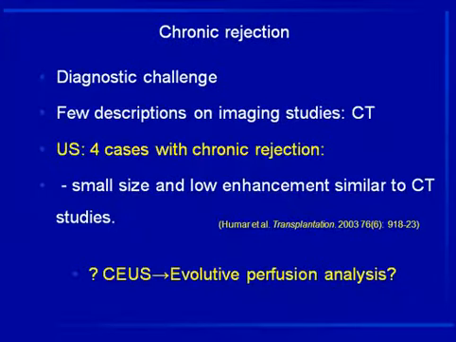Chronic rejection is a diagnostic challenge. There are few descriptions on imaging studies, and in our cases, we have found a small size and low enhancement similar to computed tomography study, and maybe contrast-enhanced ultrasound can be used for evolutive perfusion analysis, baseline exams followed by some exams in follow-up time of pancreas graft.